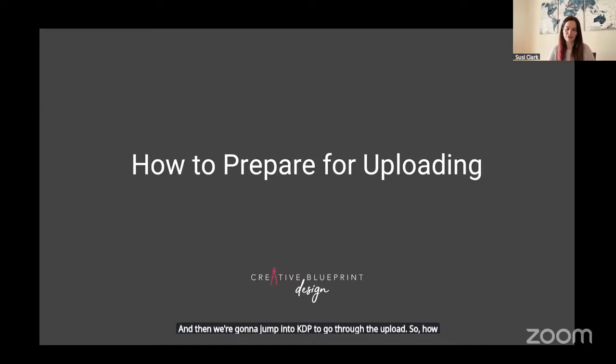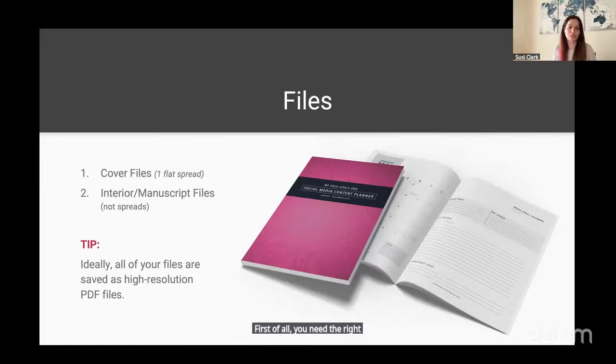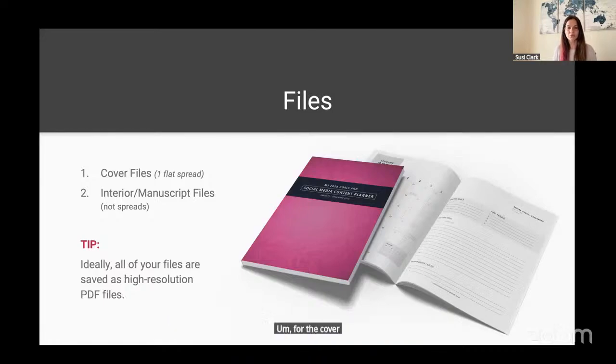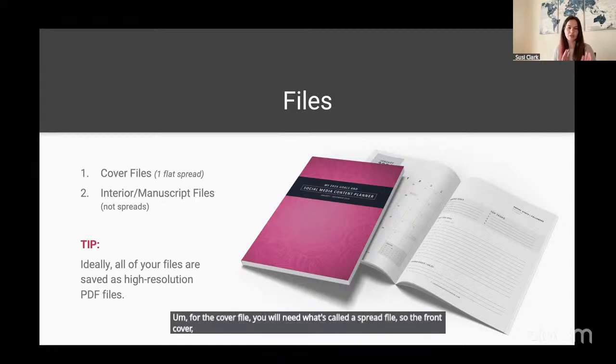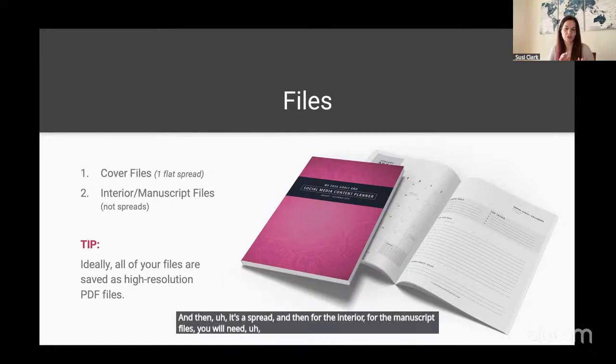So how to prepare for uploading. First of all, you need the right files. This is really important that you have the right cover file and the right interior files. For the cover file, you will need what's called a spread file. So the front cover, spine, and the back cover are all one file. It's all one page basically, and then it's a spread. And for the interior, for the manuscript files, you will need not a spread. You don't want those in spreads. You want single pages, but everything in one PDF or one document.